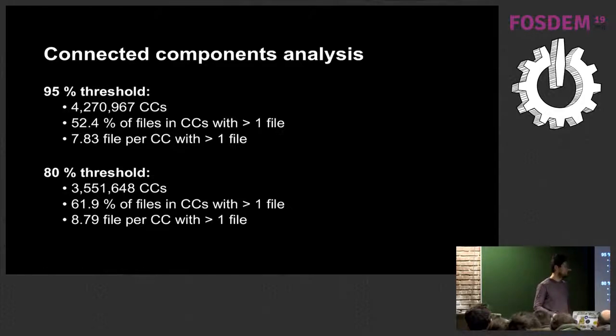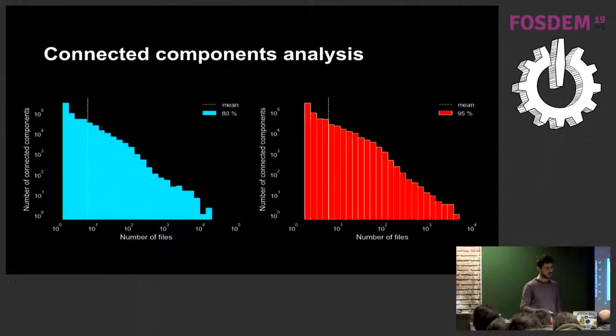And the connected components are also a bit larger, so on average, they had about one more file per connected component. Looking more into detail into the size of the connected components, as you can see from this log graph, most of the connected components actually had a relatively small amount of files, with at most, for the 80% threshold, 1,000, maybe a couple thousand files in one connected component.